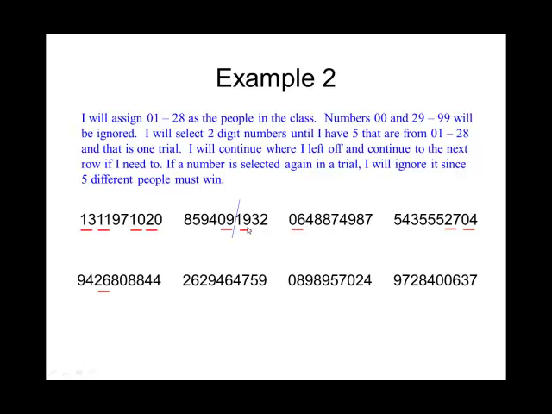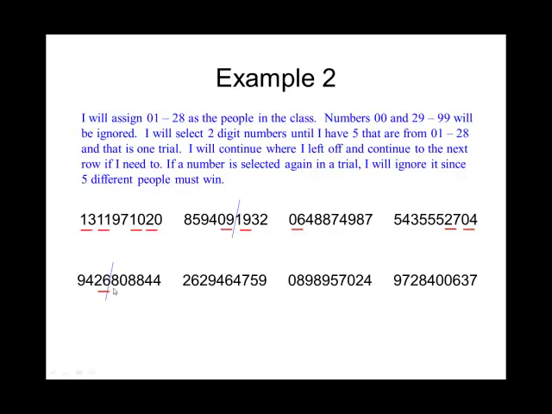Alright, in my second trial I have 19, 32 is not in our range, 6, then I have 48, 87, 49, 87, 54, 35, 55. All those numbers are not in my range. Then I have 27, then I have 4. Now I've come to the end of the row, so I'm going to go to the next row and continue. 94 is outside my range, and then 26. So that is my second trial, and my winners are 19, 6, 27, 4, and 26.